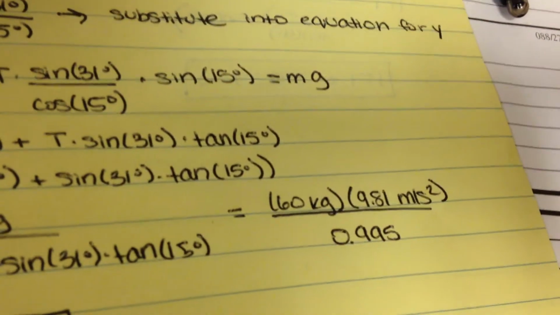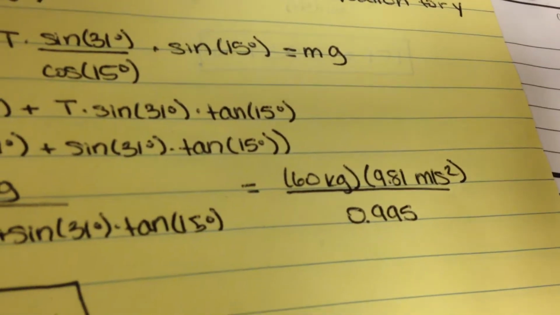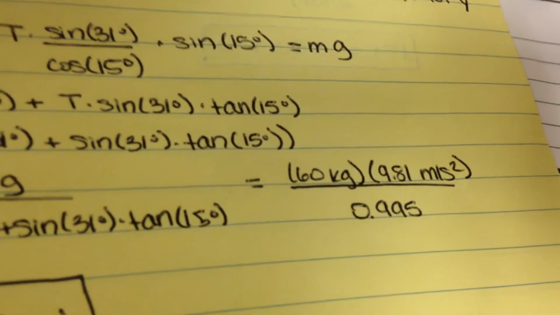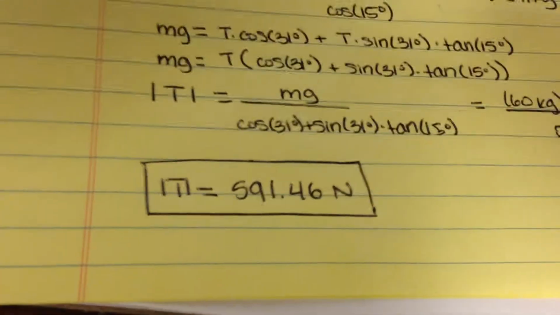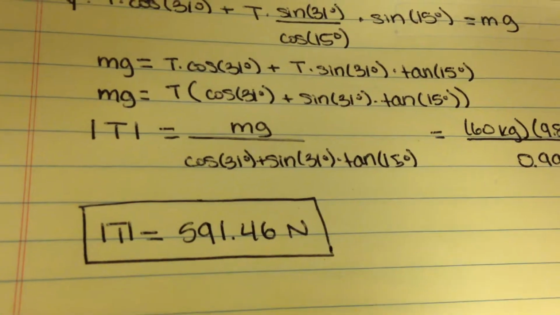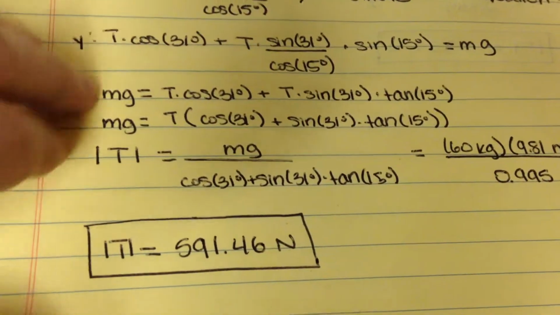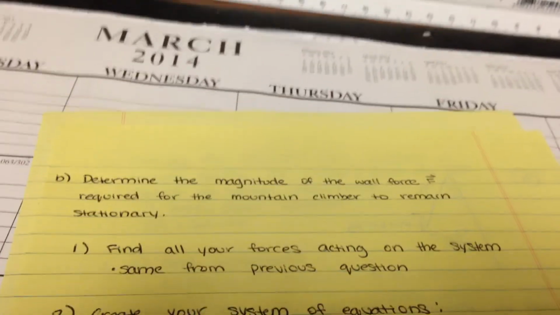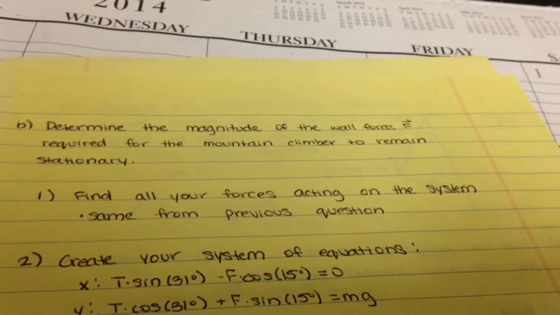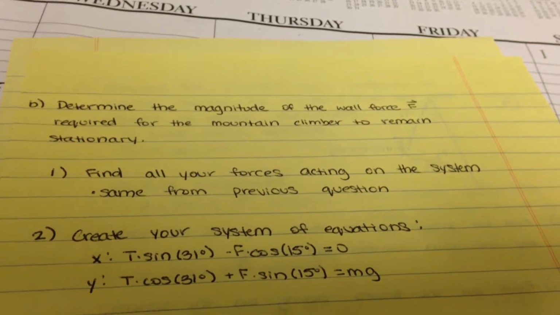So then over here we have 60 kilograms times 9.81 meters per second squared over that bottom value, which turns out to be 0.995, and then you have your magnitude of the tension force equal to 591.46 newtons. So then the second part of this equation requires us to find the force of the mountain climber acting upon the wall, acting upon the cliff.